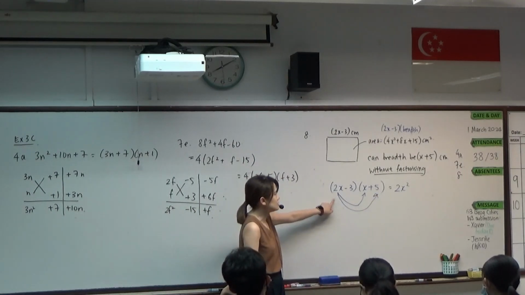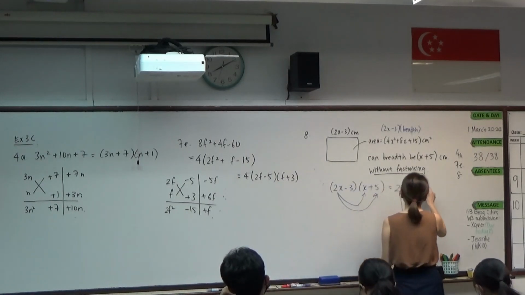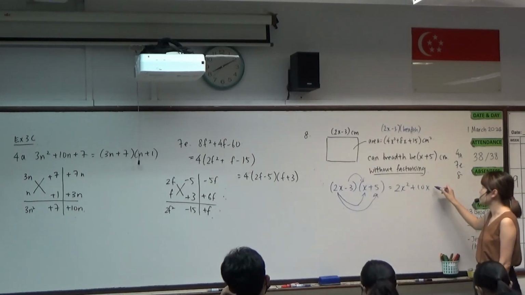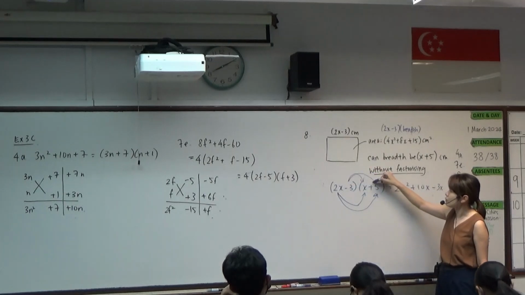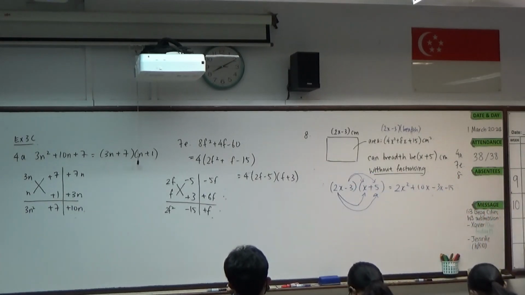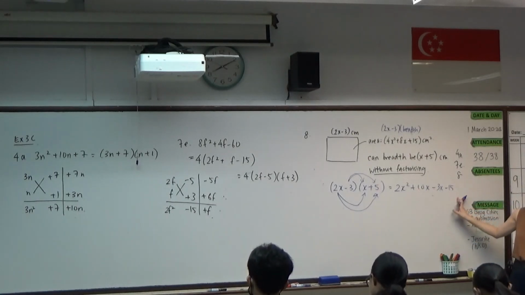Because in this manner, 2x times 5, I'm actually getting a plus 10x. Okay, negative 3 times x, I'm going to get a negative 3x. And then negative 3 multiplied with positive 5, I'm getting a negative 15. Okay, so I don't even need to bother with extending it fully, right?